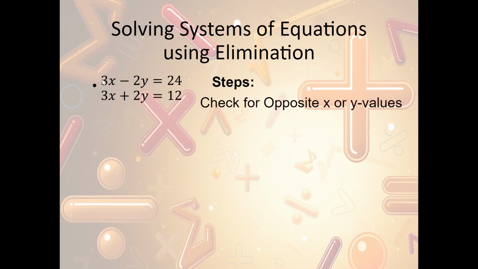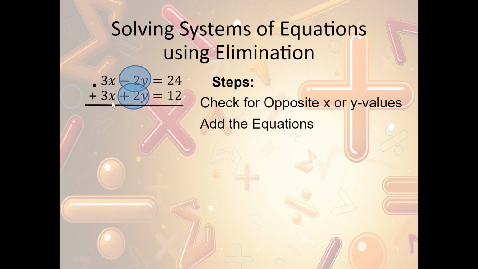So for instance, we have a positive 3 and a positive 3. Those are not opposites. We have a negative 2 and a positive 2. Those are opposites. So these two represent opposites. So if we have opposite x or y values, we're going to go ahead and add the equations together. So we're going to add the entire equation. So we'll add these up.